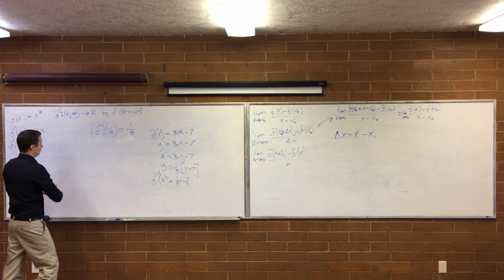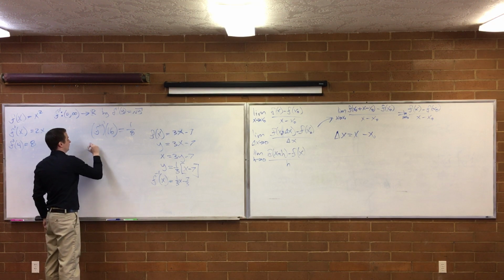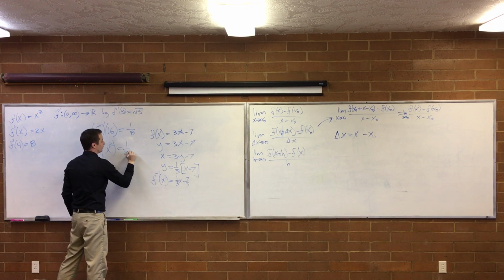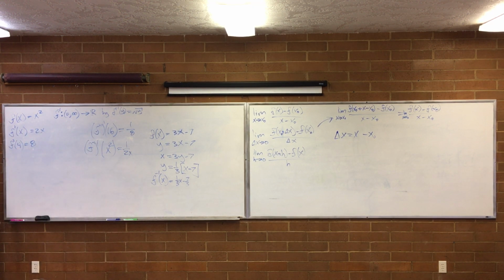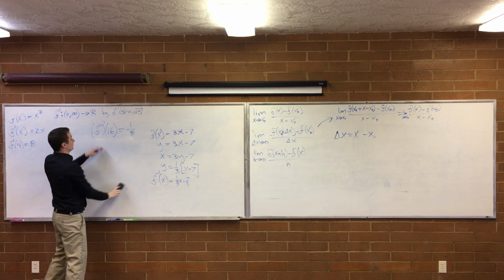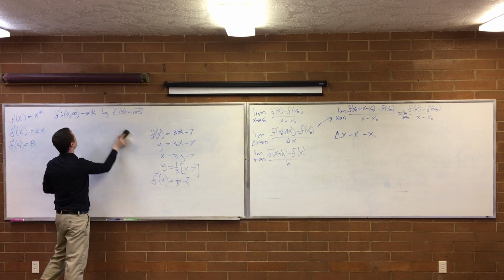Or in general, we're expecting f inverse prime at x squared to equal 1 over 2x. That's what we're expecting in general. Good with that thinking? Okay. So let's calculate it and see if we get 1/8.